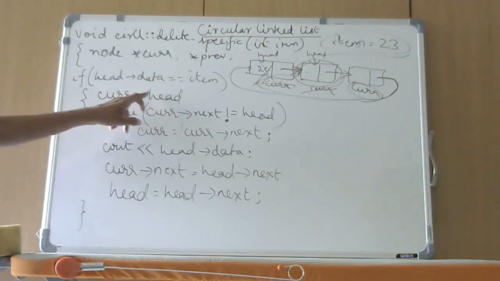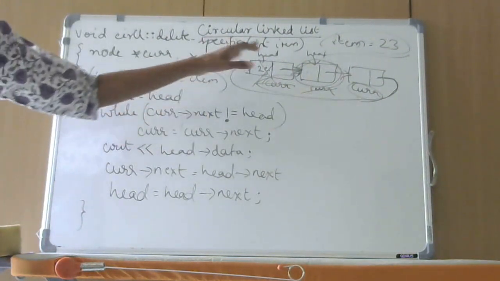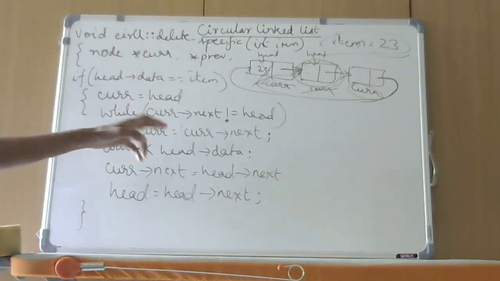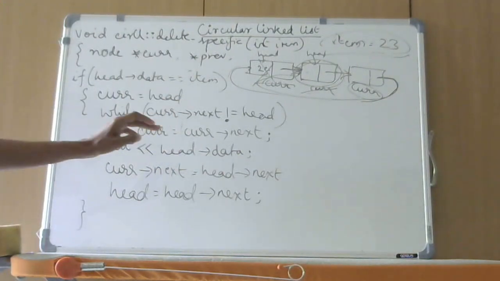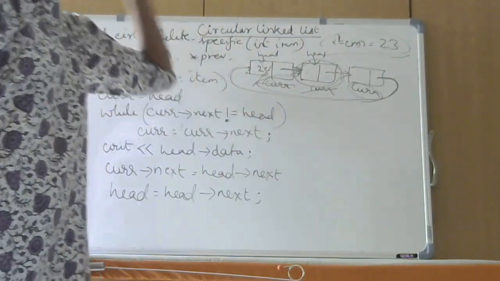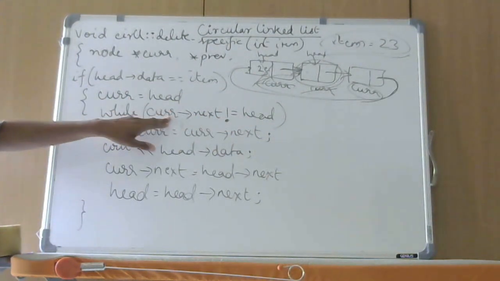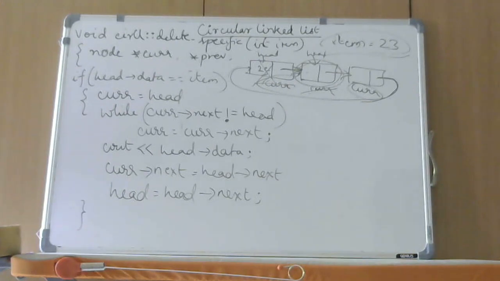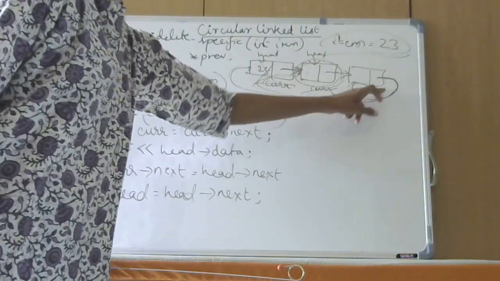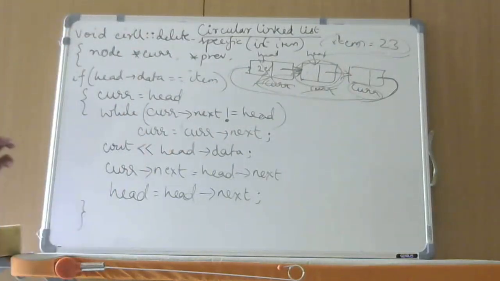Okay, so current is equal to head, while current of next is not equal to head, I go on traversing. Current is equal to current of next. I stop at the last node, because there current of next is equal to head. This condition will not be satisfied, so I will come out of the loop. When I come out of the loop, this last node will be my current.